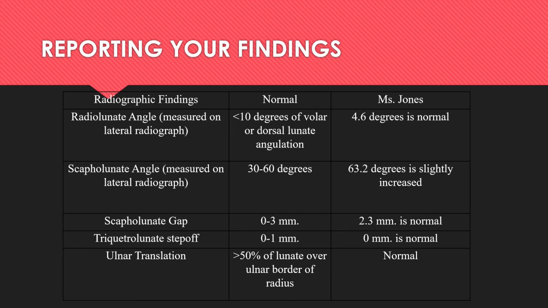Here's all the angles and the measurements that we're assessing. Here are the AMA Guides' normals, and then here are the findings of Mrs. Jones. So this is a good way to present your findings in table format, along with some indication as to what these measurements signify. So in this case, 4.6 degrees is normal, 63.2 is slightly increased, and so on.